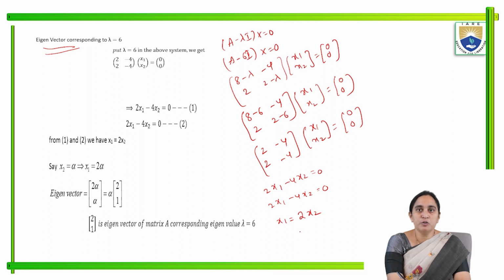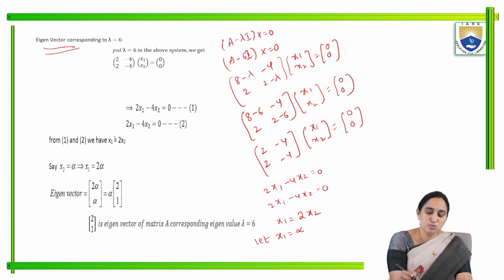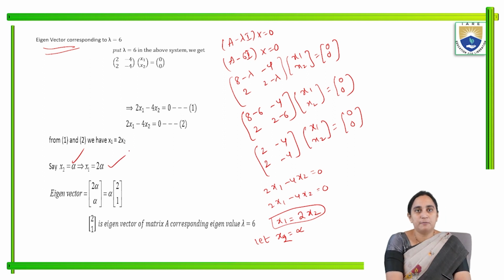Observe here, what about the x1 value? x1 is in terms of x2, and x2 is also in terms of x1, but we are not getting the values individually. In that case, again we have to assume x1 or x2 as an arbitrary constant. Let us take x2 is equal to alpha. Then we can directly substitute in the above one, and we get x1 is equal to 2 alpha.